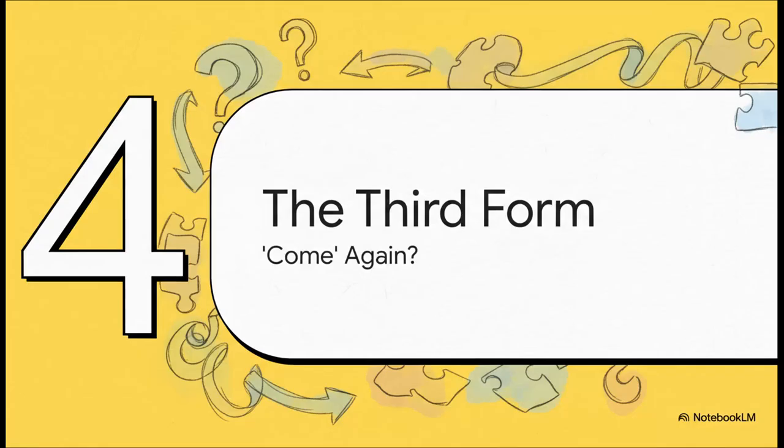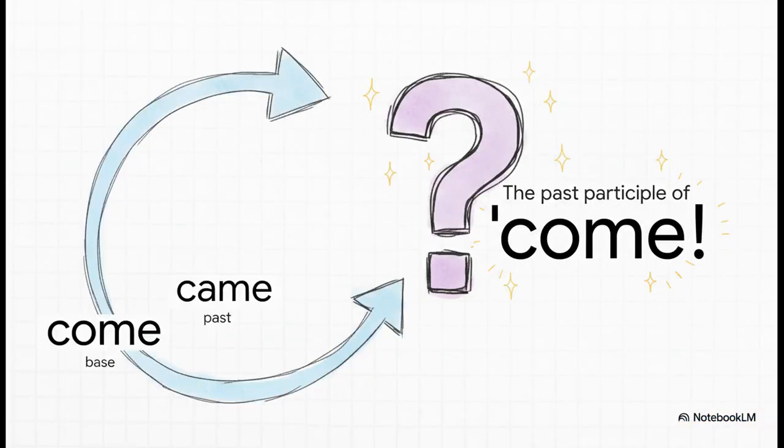All right, so just when you think you've got it all figured out, there's one more twist. There's a third important form of this verb. And, well, it might look a little familiar. That's right. The third form, which is called the past participle, is come, the exact same as the base form. So the pattern is come, came, and then right back to come.